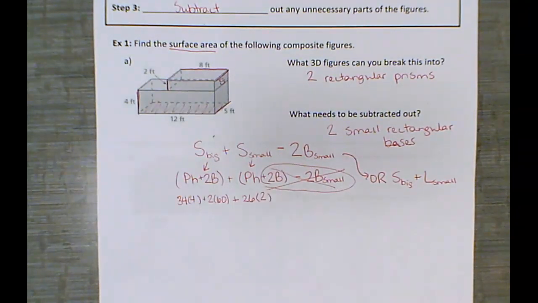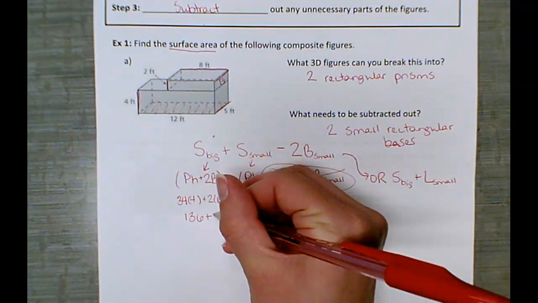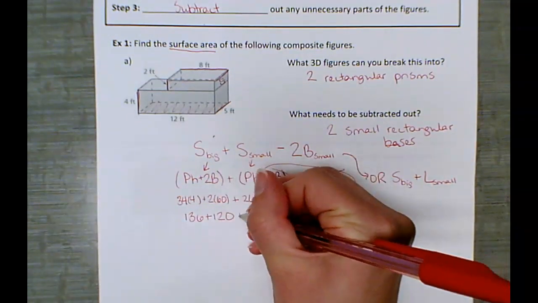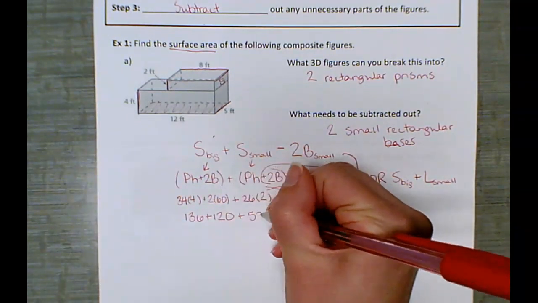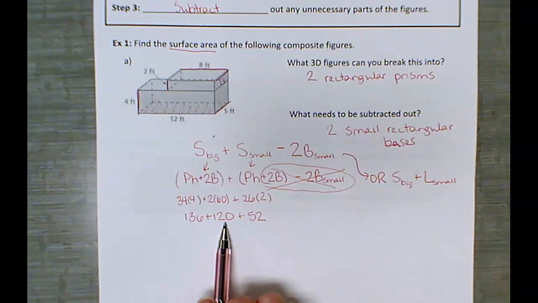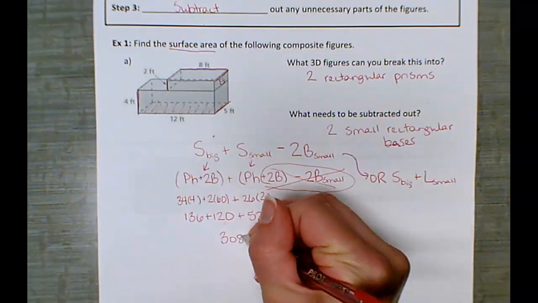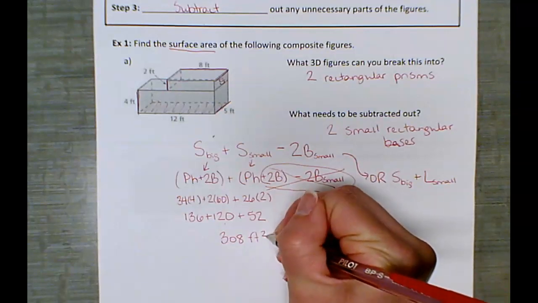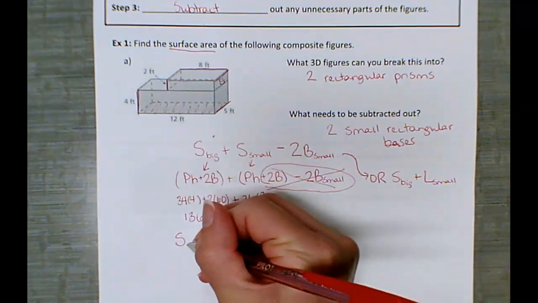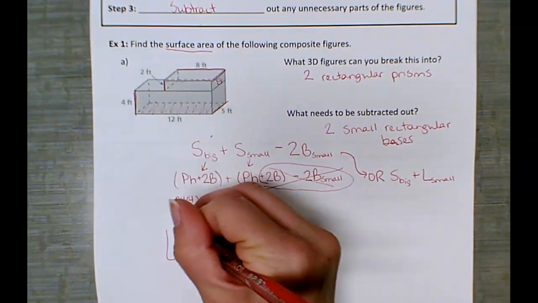So I'm going to continue with my plan. 34 times 4 is 136. 2 times 60 is 120. 26 times 2 is 52. 136 plus 120 is 256. And then plus another 52. That's 308 square feet. And that's my total surface area of the composite figure.